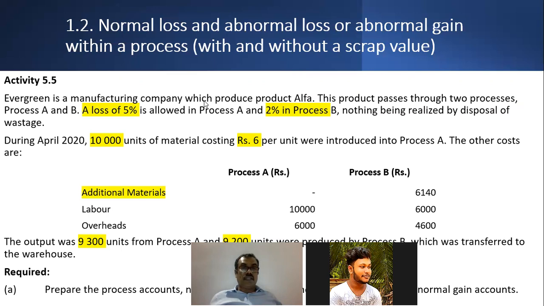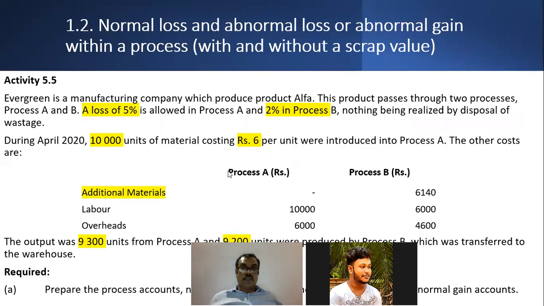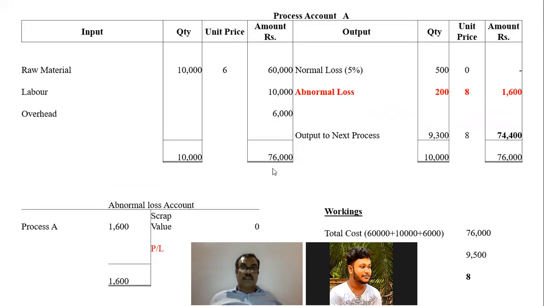Therefore, 10 into 6, 60,000. That's correct. Labor cost is 10,000. Overhead cost is 6,000. Total is 76,000. That's the cost. If there is no scrap value, take this.